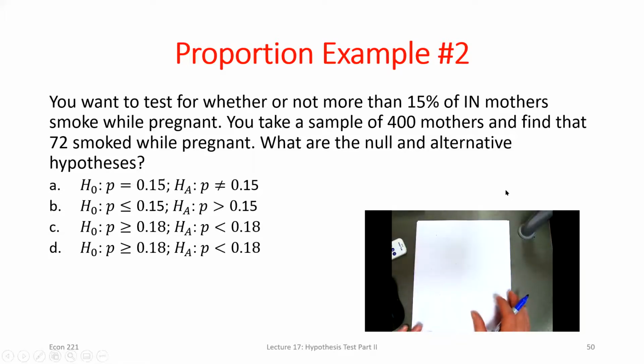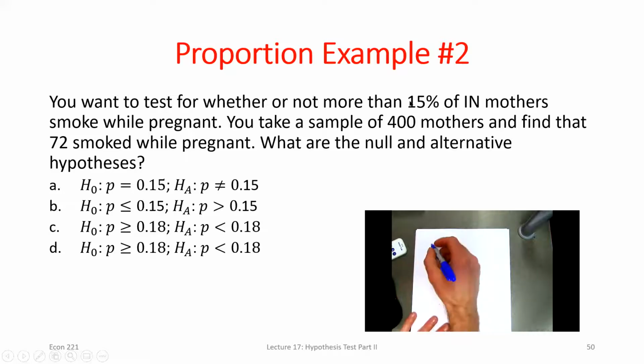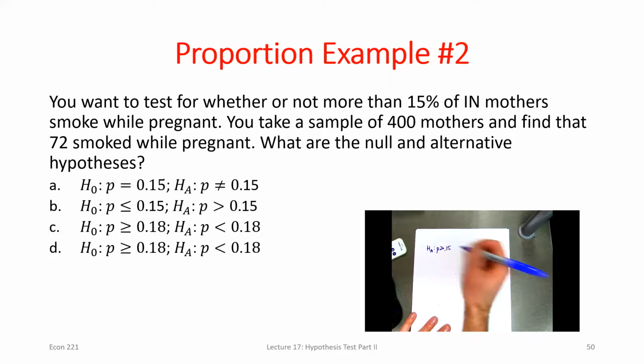So I'm wanting to test for whether or not more than 15% of Indiana mothers smoke while pregnant. And so that is going to be my alternative hypothesis, what I'm going to test for. Right? So here, I want to see, is that proportion greater than 0.15? So I assume the exact opposite is true, which is that it's less than or equal to that value.